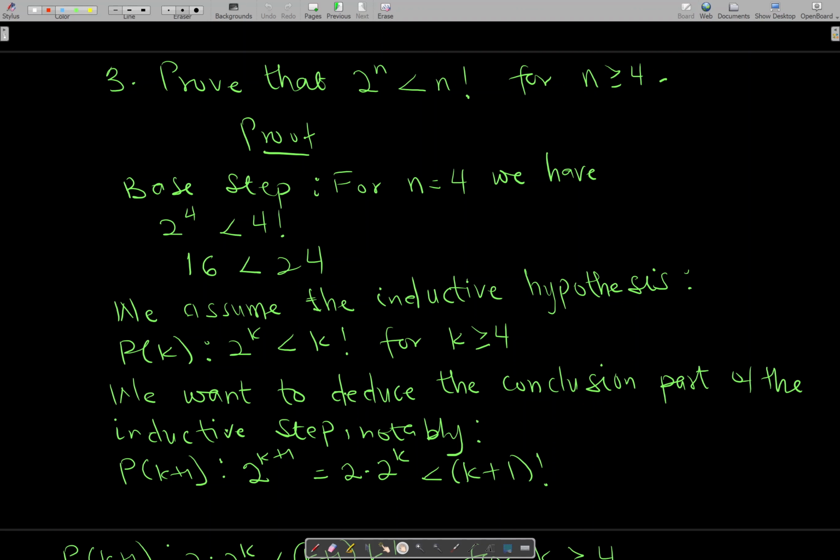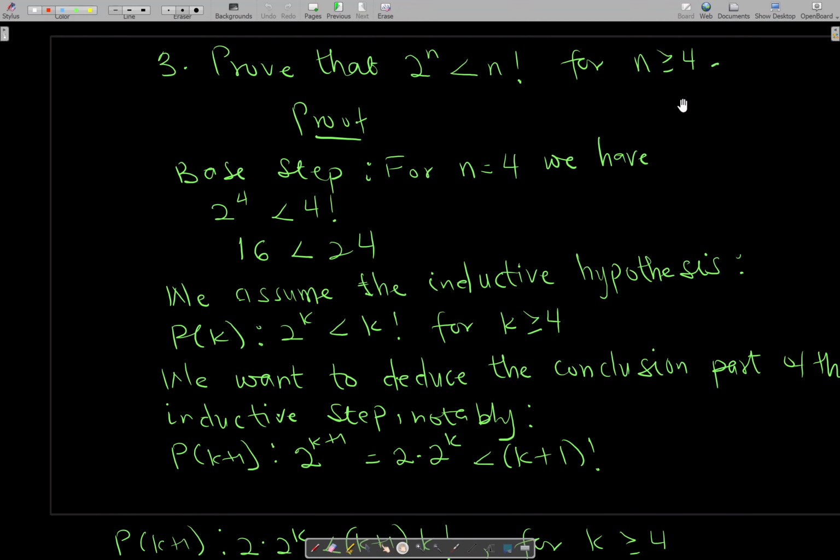You are to prove that 2ⁿ is less than n factorial for every n greater than or equal to 4. Now let's solve it together.